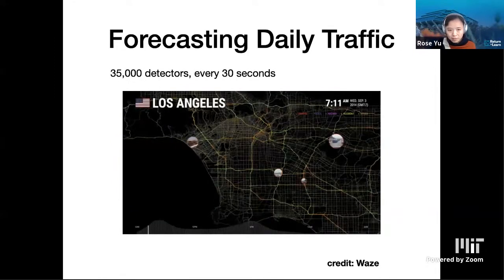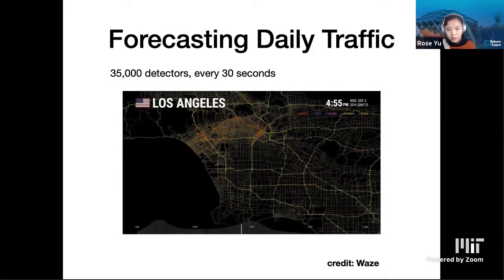The second example is in the world of transportation. Again, in transportation, traditional methods rely on first principle modeling. These models rely on very strong assumptions of drivers' behavior. This video shows you the traffic flow in the city of LA from morning to the evening, and the bubbles represent the accidents happening in the city of LA.